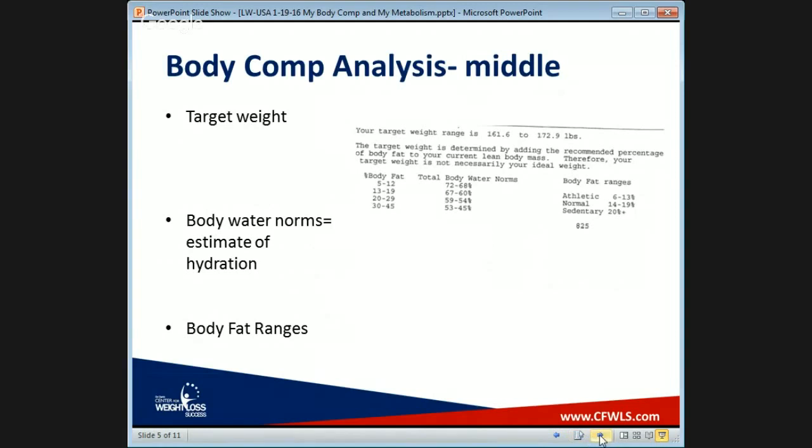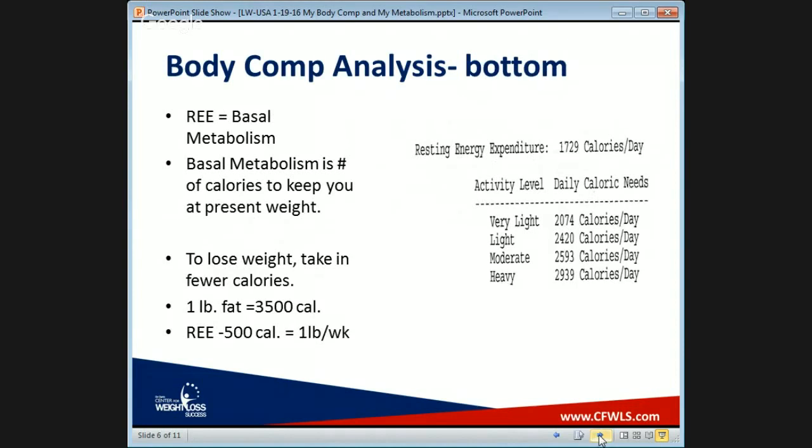All right. Now we're going to move on to the lower third, the very bottom of the sheet. The machine is trying to estimate your resting energy expenditure. What resting energy expenditure basically means is your basal metabolism. In theory, that means how many calories it takes to keep you at the weight that was recorded at the top. In this example, I think it was 181 pounds at the top. So in theory, to keep that 181 pounds, it takes 1729 calories per day. That would be basal metabolism.